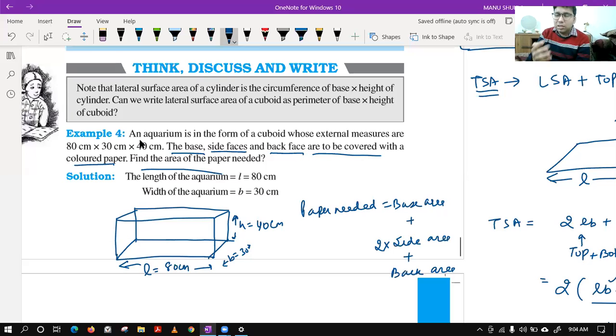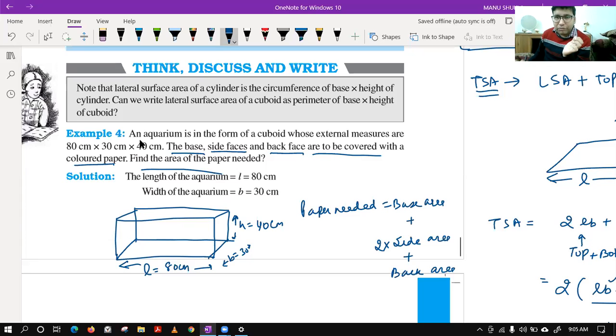So are we covering the front also? Please tell. Are we keeping the paper on the front also? No. If you cover the front also, how will you see the fishes that you have kept in that aquarium? So we are not covering the top and the front. That is why I told you to not learn the formula but understand the formula, because the questions may change many things. So now you can see we are deriving a new formula on our own. So we are excluding the top and the front.